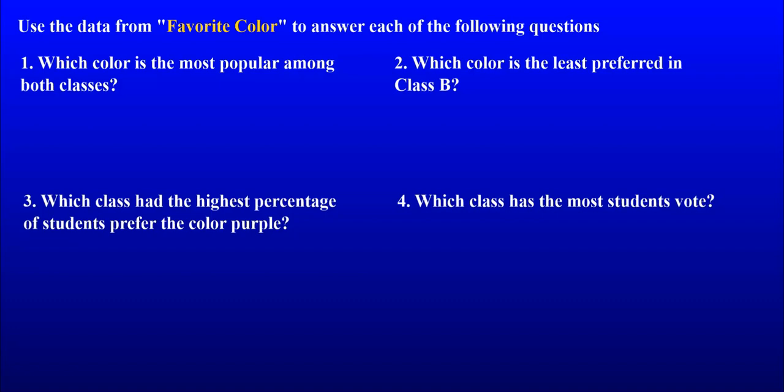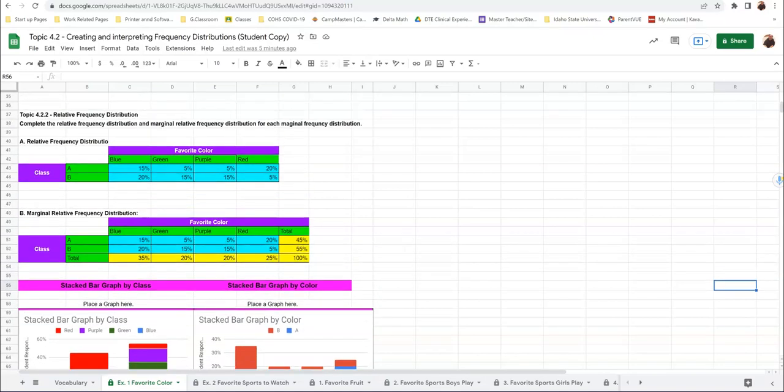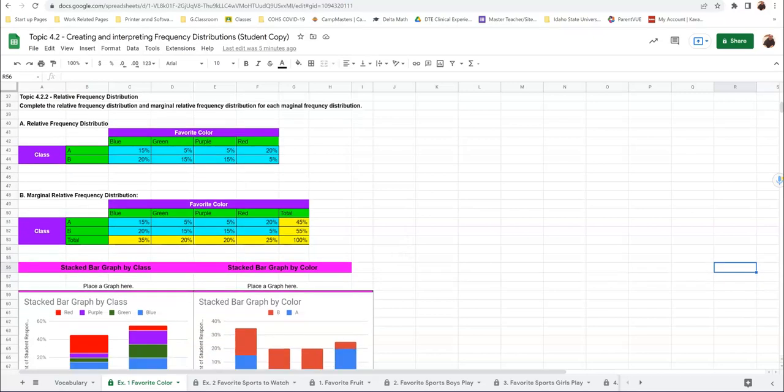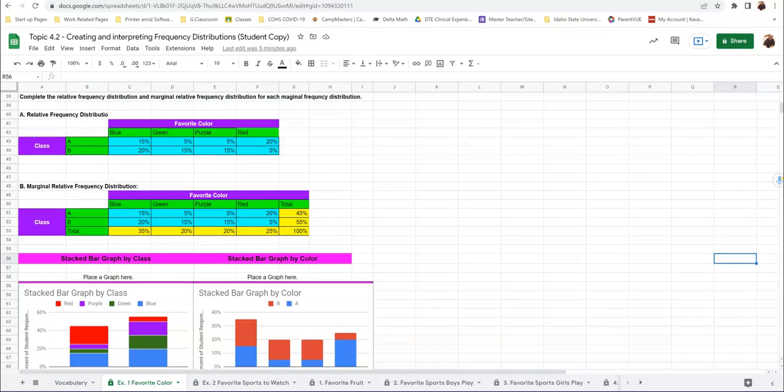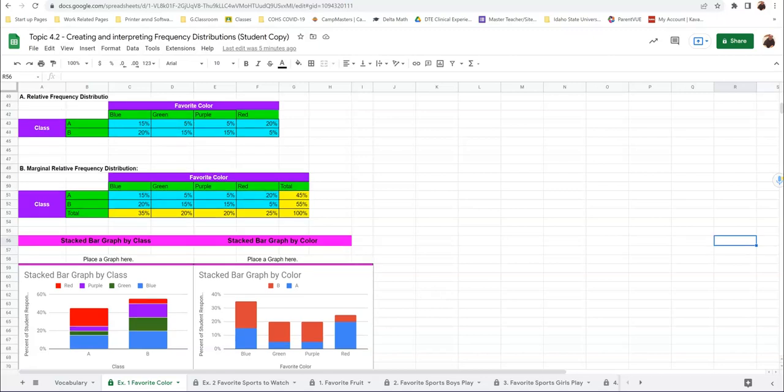So first question is, which color is the most popular among both classes? So we're going to look at our data. You're going to notice that I am down here on the second set of questions, the relative frequency distribution. We can get our answers from the table. We can get our answers sometimes from the graph. Sometimes we're going to have to look at other sections as well.